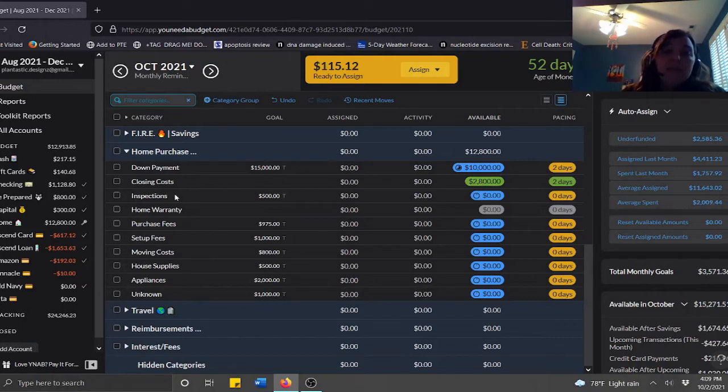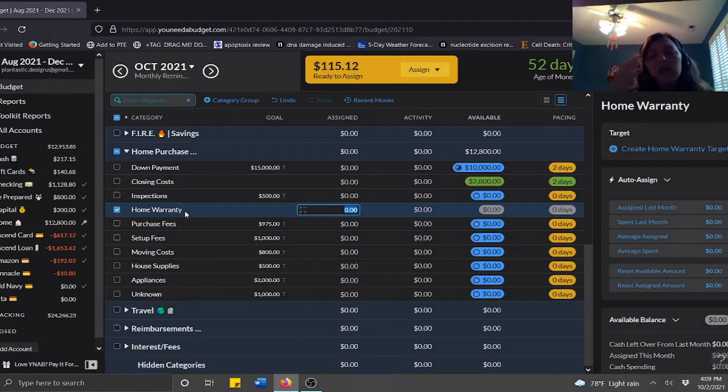And then inspections, they said one inspection would cost around $500. But I wouldn't do an inspection until I was actually going to be getting whatever house it is. So $500 is the goal for that. Home warranty. This is a new category I just made. We were talking about maybe getting a home warranty as far as the appliances. I don't know how much that would cost. I have to do some research on that.